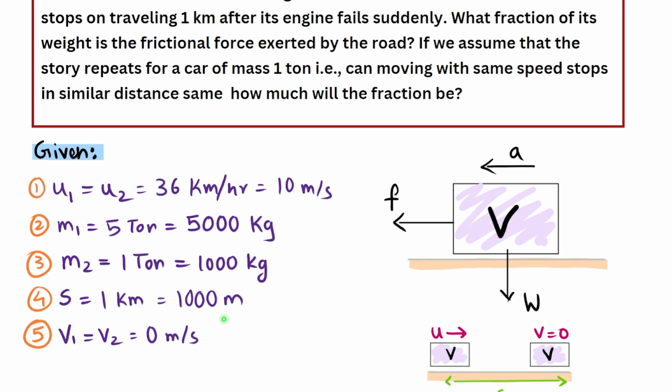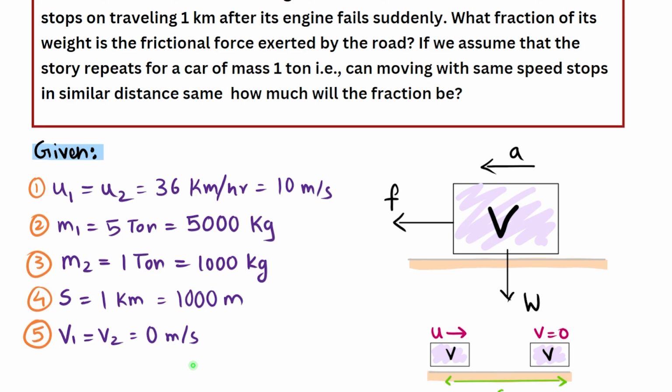Now for the fifth value, that is for the final speeds of both the vehicles, there is no value given to us in the question. But these are the sort of values which we infer from the situation. So situation क्या है कि eventually दोनों vehicle stop होने वाले हैं, so their final speed has to be 0.